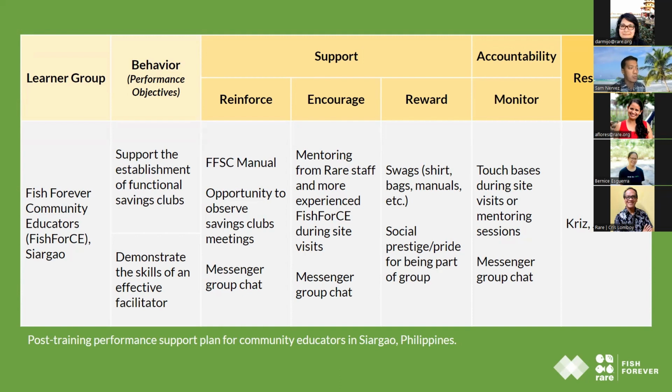And then they also wanted to build opportunity to observe Savings Club's meetings so that they can observe how it's done. And then they're also using a messenger group chat. This is like a WhatsApp group where everyone is in there to talk about many different things. Initially, they just used the chat for logistics, like arranging the training invitations and the logistical preparations for the training. And then eventually, because everybody was already in that group chat, they're also using it for many different things.